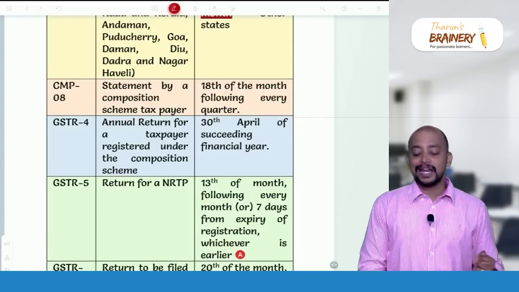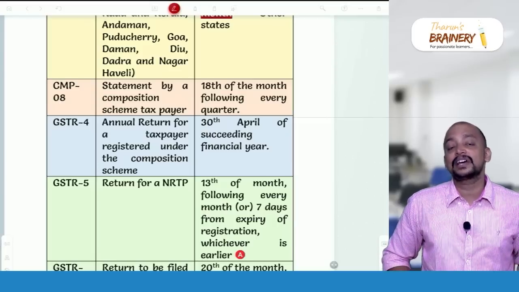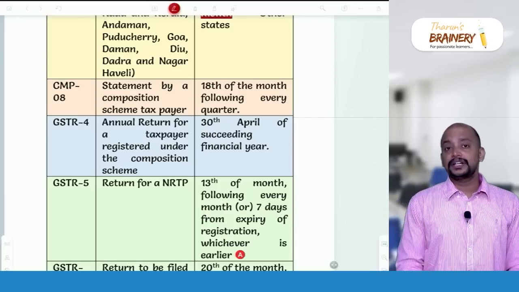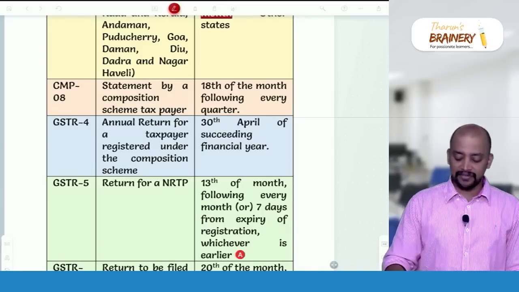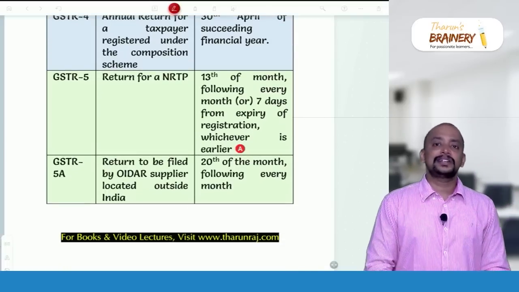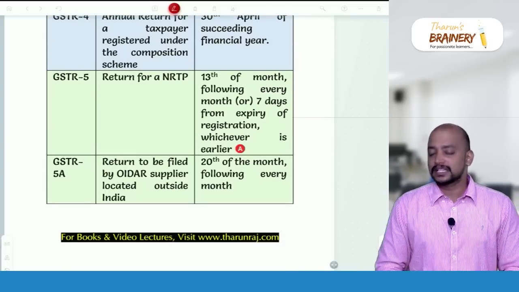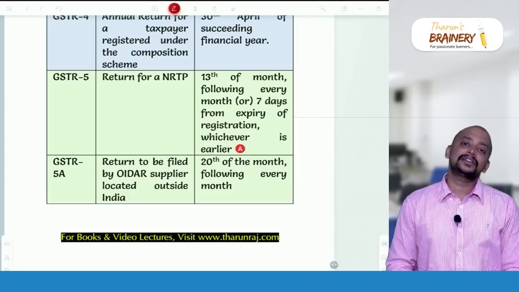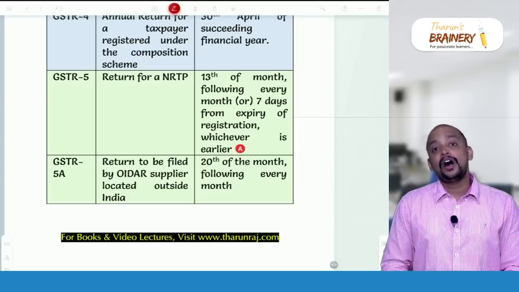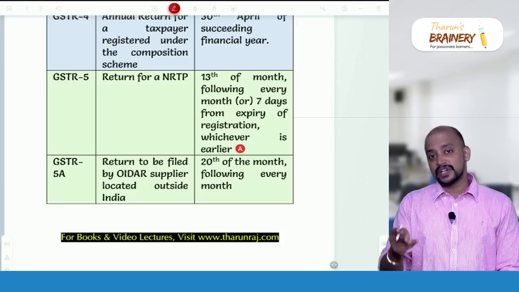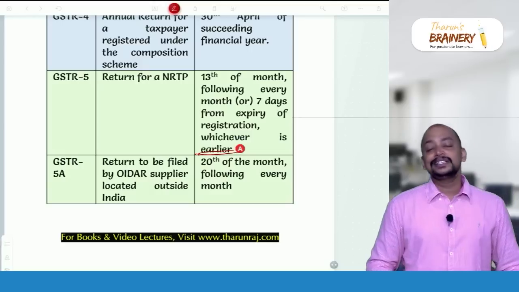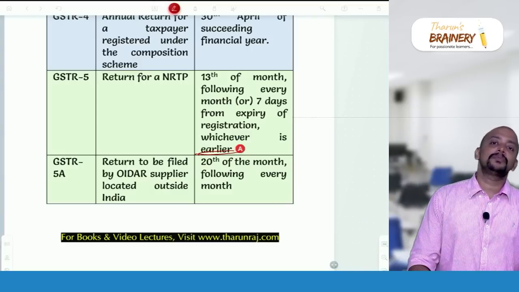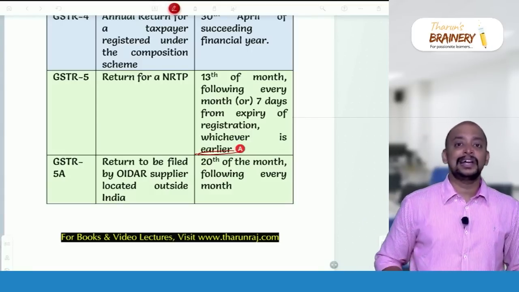CMP 08 is a return to be filed by a person opting for composition scheme. It is to be filed by 18th of the month following every quarter. GSTR 4 is an annual return. That annual return is required to be filed by a person opting for composition scheme by 30th April of the succeeding financial year. GSTR 5 is a return to be filed by a non-resident taxable person, and the time limit is 13th of the month following every month, or 7 days from expiry of registration, whichever is earlier, not whichever is later, whichever is earlier.